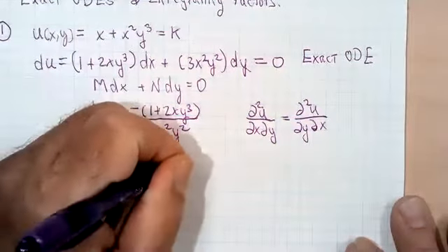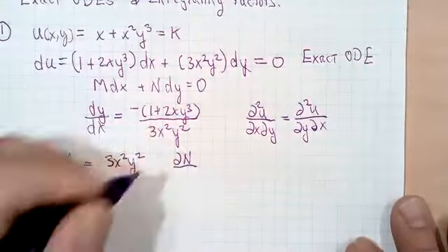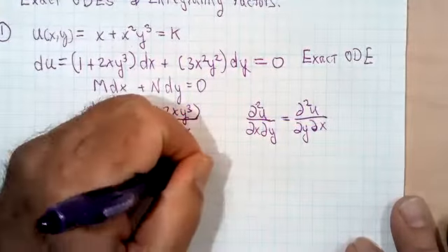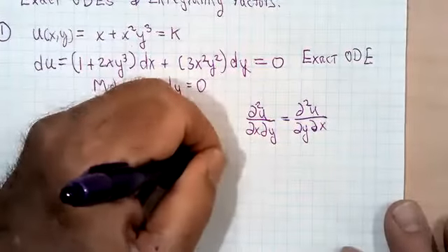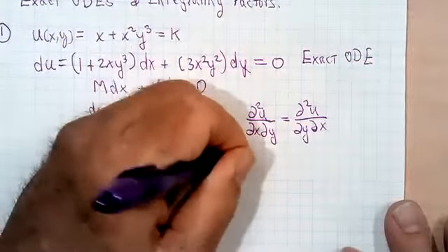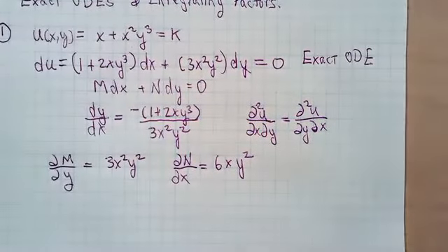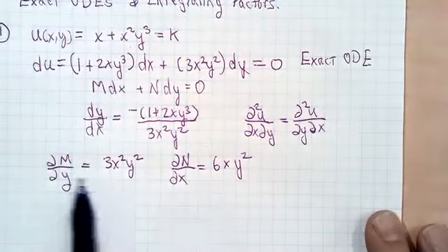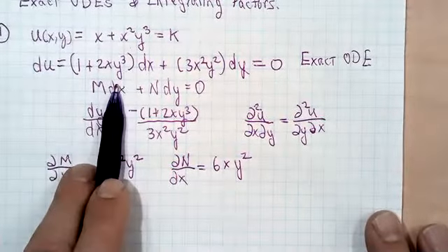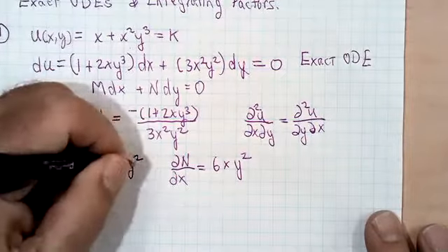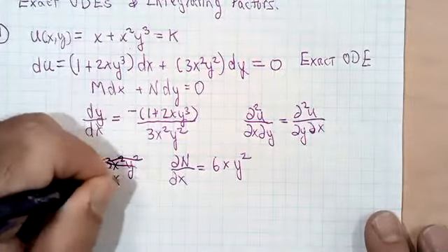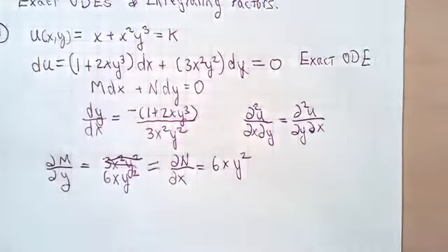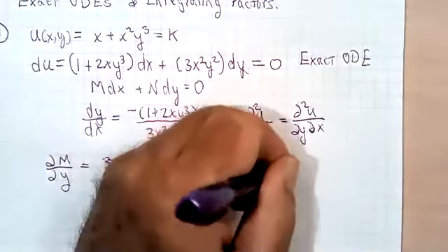And that gives me, well, the derivative of x is 0, and the derivative of y cubed is 3y squared. And if I take the partial derivative of N, this guy here, with respect to x, I get 6xy squared. Okay. And then you notice that those are equal, and therefore this equation is exact.